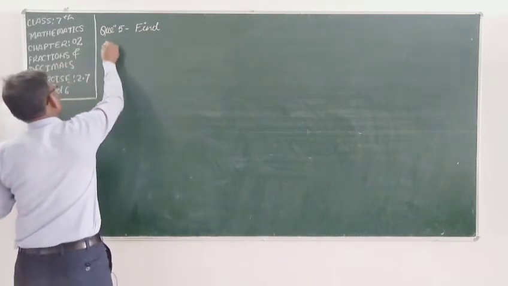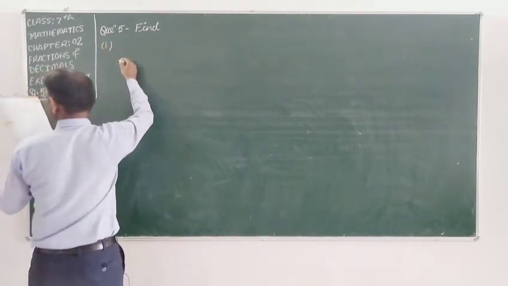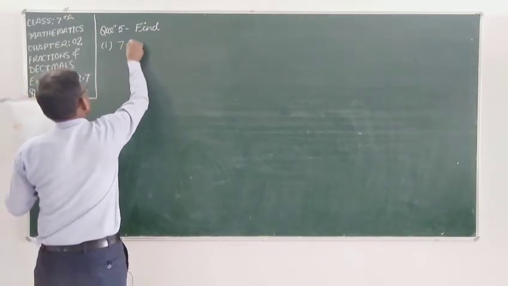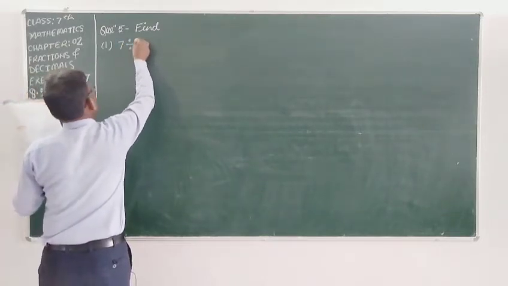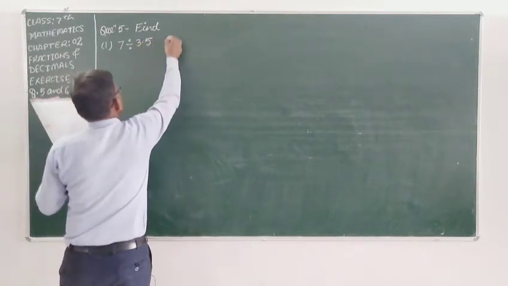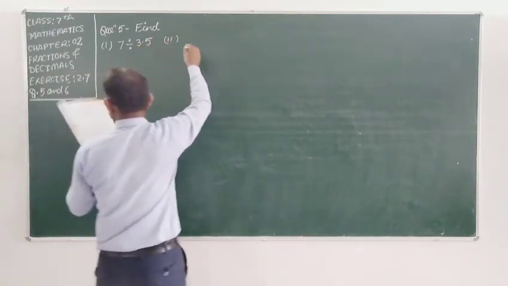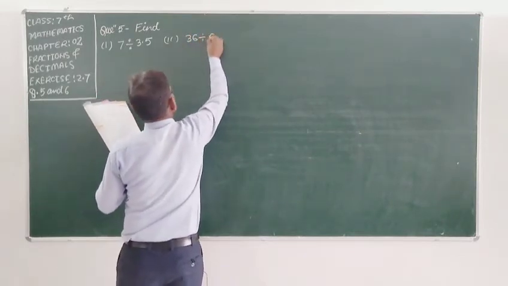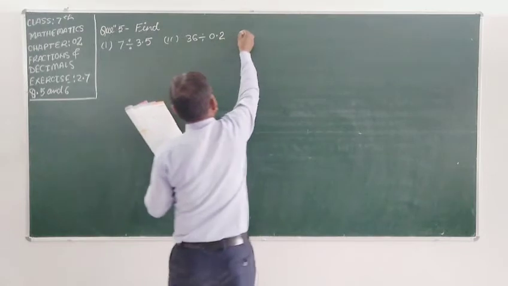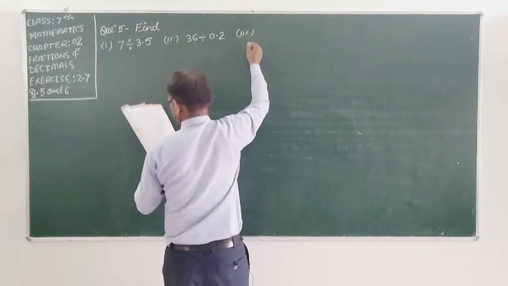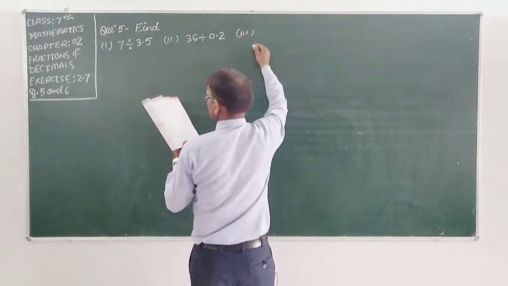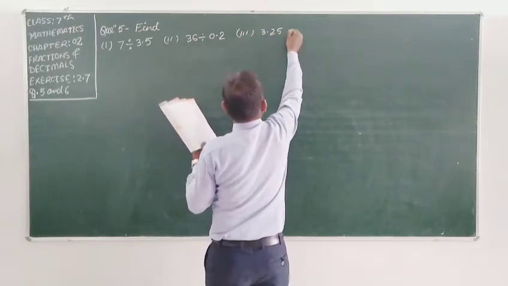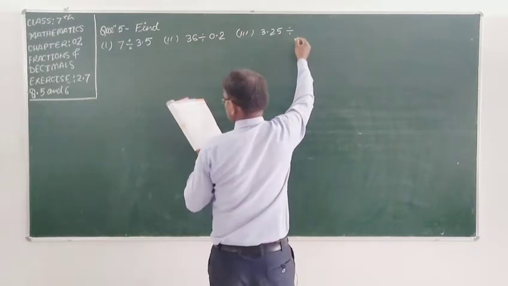Student, there are many parts given in this question. I am taking some important parts. First, 7 divided by 3.5. Second part is 36 divided by 0.2. And third is 3.25 divided by 0.5.